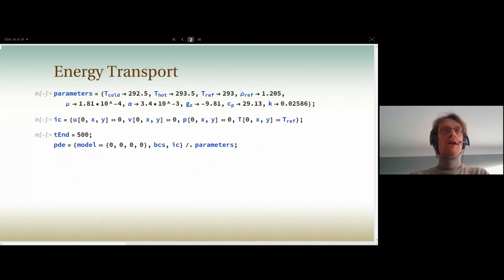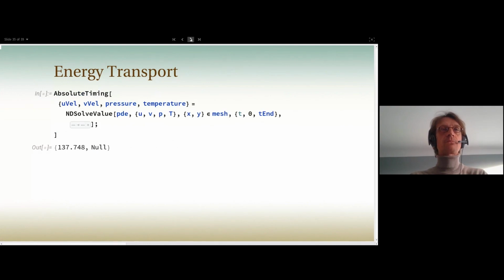Then I've specified a list of parameters, what cold, hot, the reference temperature, the density and so on all are, the initial conditions, and then I create the model. So Tn is 500 seconds, and then I replace all symbolic parameters at this point with these actual material parameters. We'll plug this into NDSolve. Now we have U, V, P, and T. So the temperature is now an additional dependent variable.